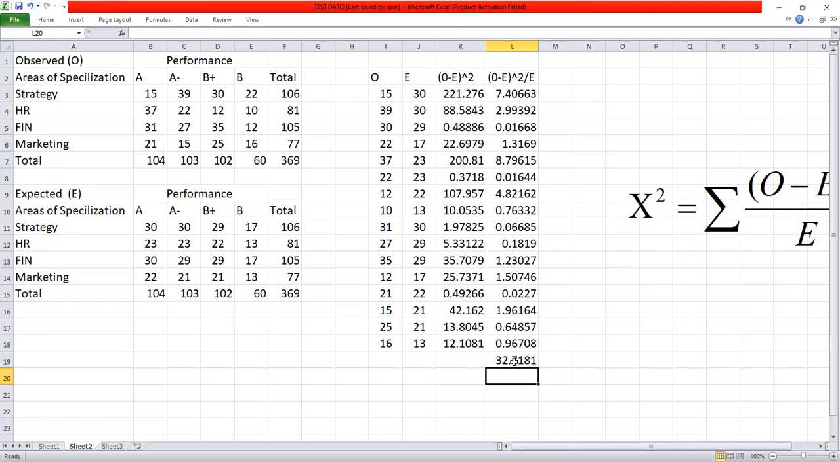Using a level of significance of 5%, and given that the alternative hypothesis is two-tailed, and I'll tell you why it's two-tailed. The alternative hypothesis is two-tailed.